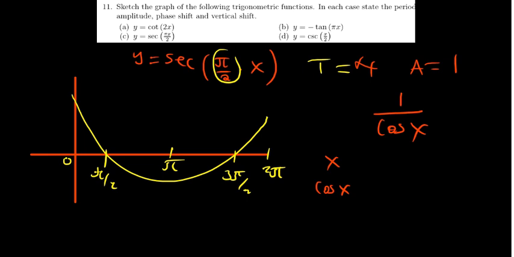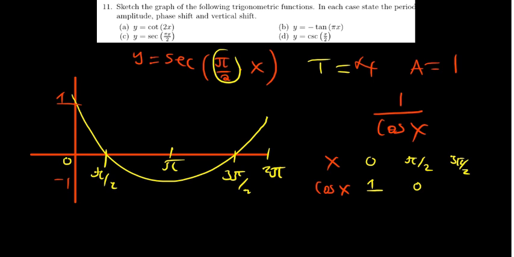Now, what we expect is, let me try to come up with a table of values using whatever we have here. So at zero, it is 1. Cosine of 0 is 1. At pi over 2, it's 0. Cosine 90 is 0. And then at 3 pi over 2, it is 0.